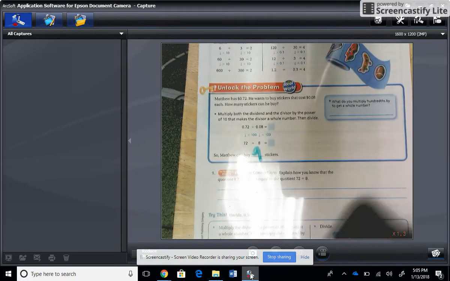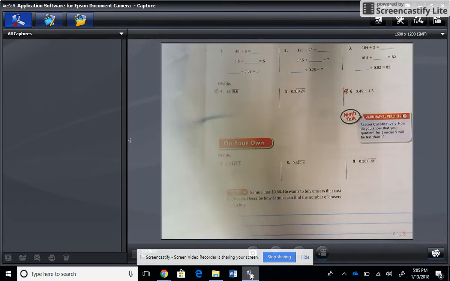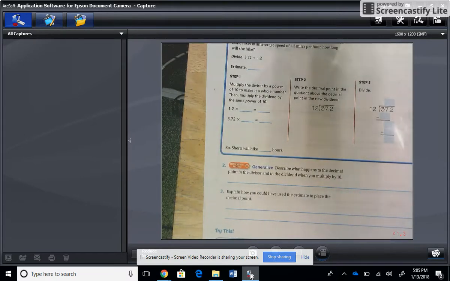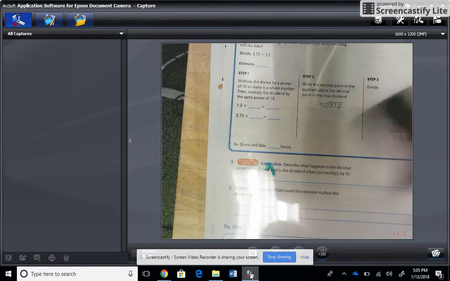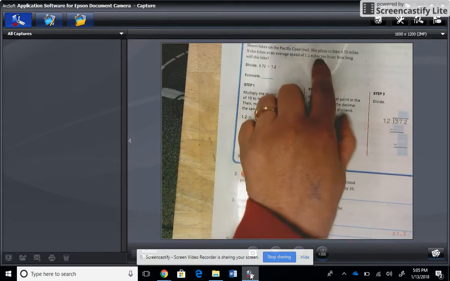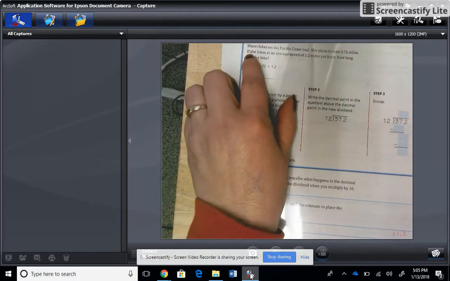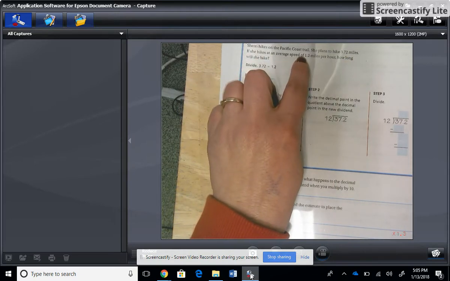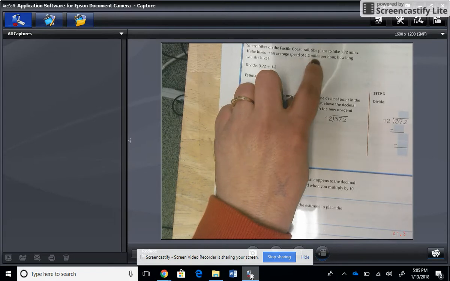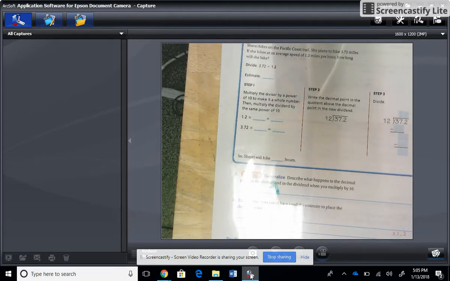So it's all a matter of moving that decimal, and hopefully we'll practice a few more of these and it will really come together and make sense for you. So if we look at this, Sherry hikes the Pacific Coast Trail. She plans to hike 3 7/2 of a mile. If she hikes at an average speed of 1 2/10 miles per hour, how long will it take her to hike?